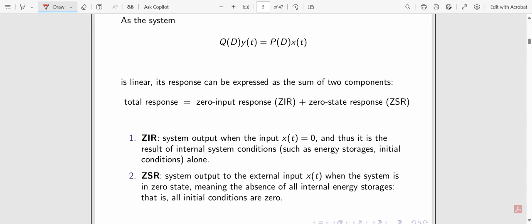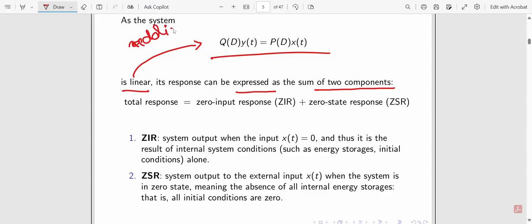Now, as the system is linear, its response can be expressed as the sum of two components. Remember, linear system: we know the characteristics of a linear system. There are two properties that a linear system satisfies, the additive property as well as the scaling property. As these two properties are satisfied, we can express its response as the sum of two components: the zero input response and the zero state response.